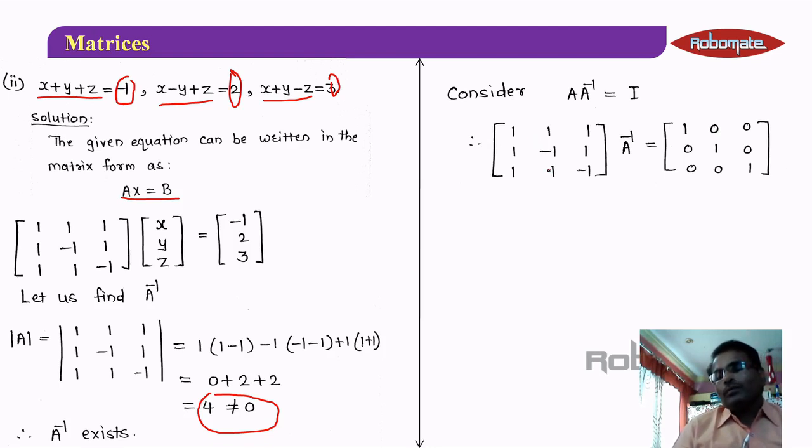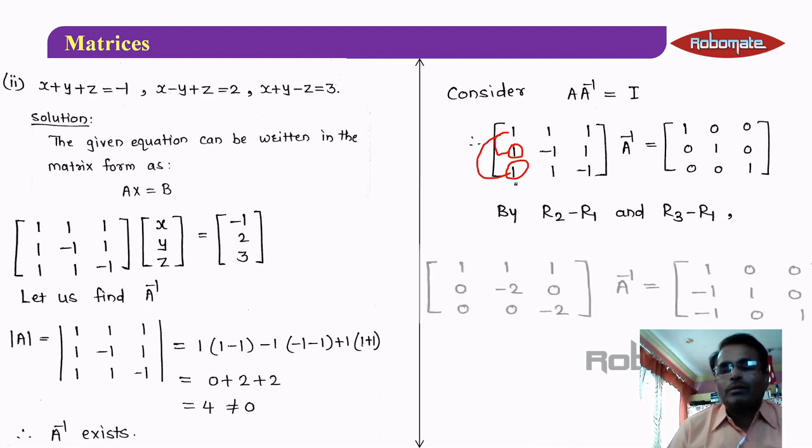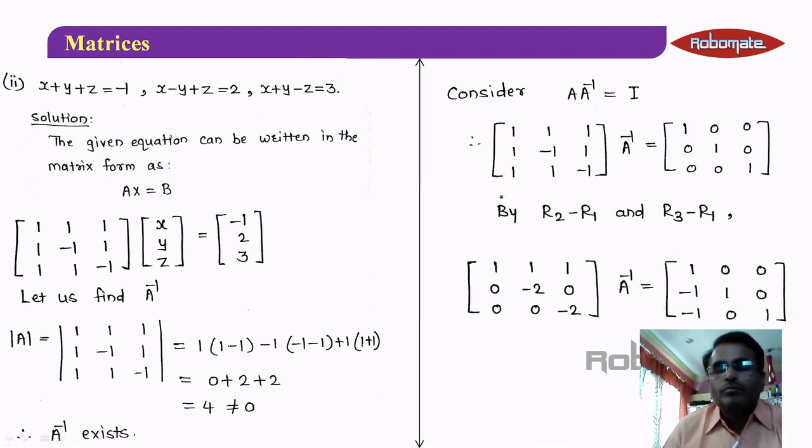What is the first operation? We want to make this one; this is already 1. So in the next step you have to reduce this element to 0 and this element to 0. Do you guess what the operations are? You can consider R2 minus R1 and R3 minus R1. Is that clear? With that you will get, see here, there is no change in the first row, that remains as it is, but here 1 minus 1 is 0, then minus 1 minus 1 is minus 2, again 1 minus 1 becomes 0 here.